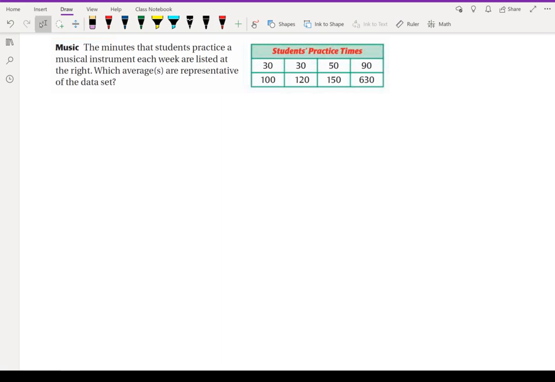Let's look at a different example here. I want you to copy this down into your notes as well. Pause the video anytime to copy. Once you're done, I will continue. So I assume you have copied it down already.